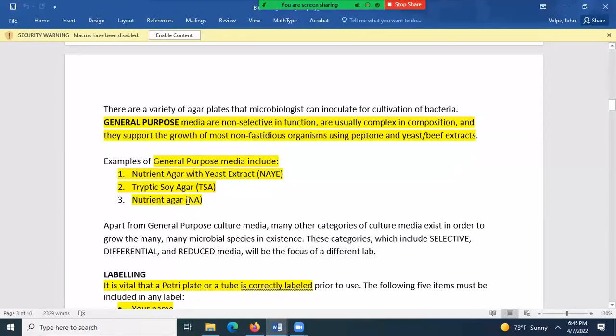And I just remember the nutrients mainly come from beef extract. And then this one has nutrient agar and we add yeast extract, ground up yeast. And that one we abbreviate NA, nutrient agar with yeast extract. Any questions about any of that?